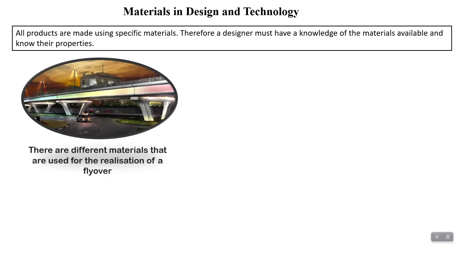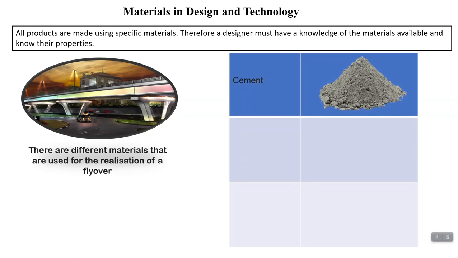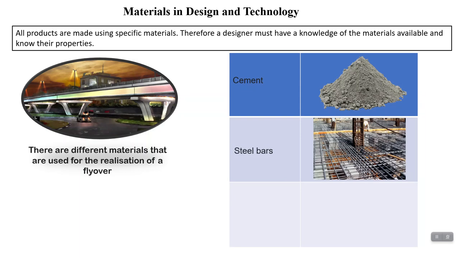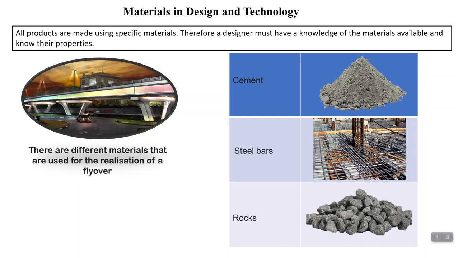In the same case for the flyover, different materials have been used for the realization of the flyover. For example, cement, which is present everywhere. It has been used to produce concrete to build the flyover. With that, we have used steel bars for the structure to give the flyover the strength necessary to stand still. The rocks, which in Mauritius we call macadam, have been used with the cement to produce concrete. Therefore, material technology is an important aspect in designing.